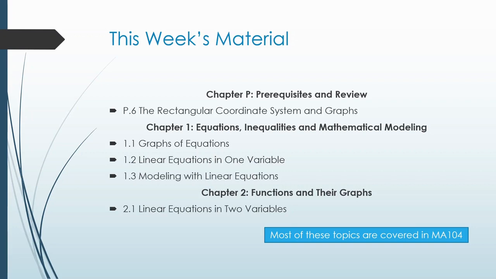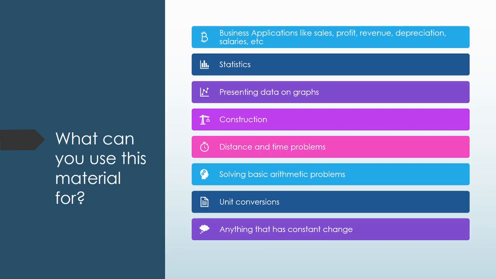So this actually works really nicely together because linear equations in 2 variables is taking what you learned about graphing and what you learned about linear equations in 1 variable and sticking them together. So you don't need the rest of the sections in chapter 1 to do 2.2, so these work really well together. If you have taken MA104, which is Fundamentals of Algebra, then these are all going to be familiar topics to you because these were all covered in that class.